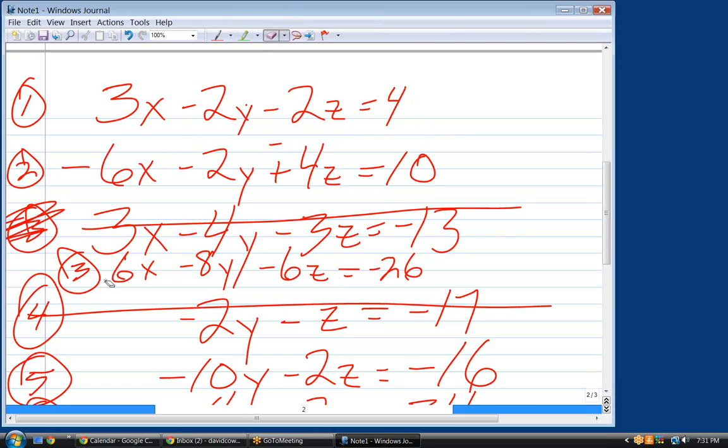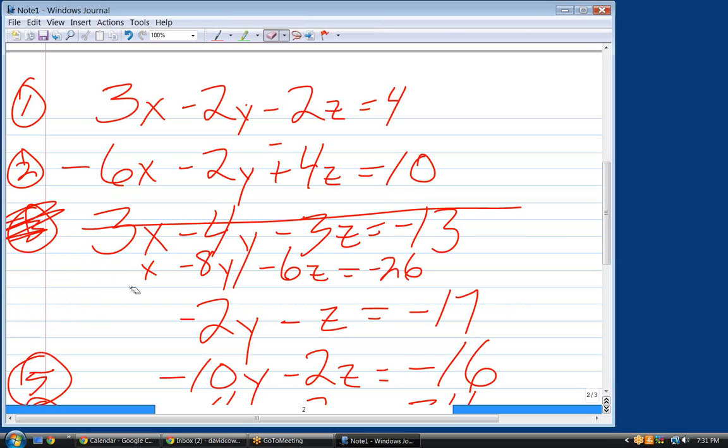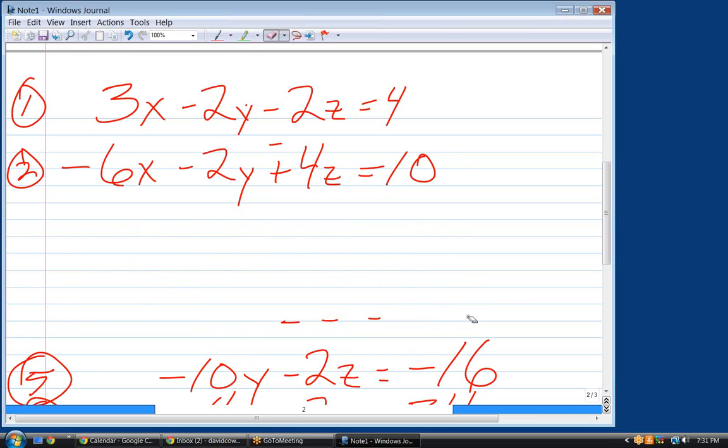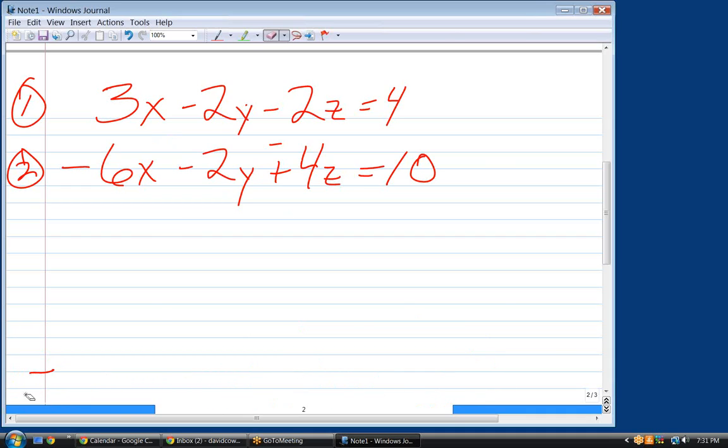And that meant that instead of getting an equation 4 or 5, we immediately were able to solve for y. Well, once you solve for y, it immediately makes this a 2 by 2. You can pick any two of those three equations and solve for both variables.